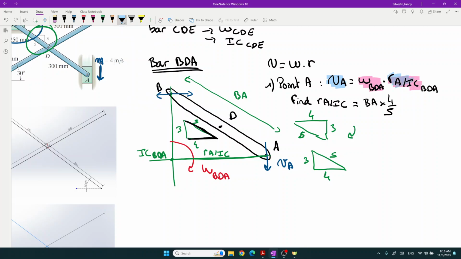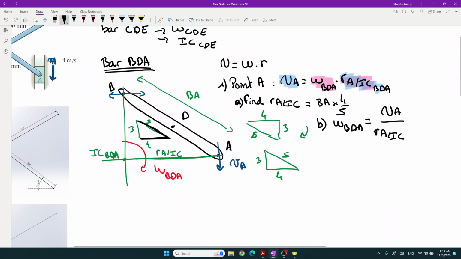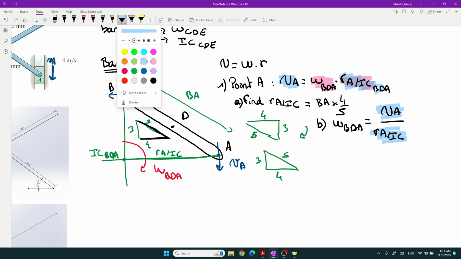Oops, now this one is blue. So now we can find, so that will look the steps A, steps B. Now we can find omega BDA, that is equal to VA divided by RAIC. And again, that's the IC of just BDA. So now we know VA is provided. We found RAIC with the geometry, and we will be able to find omega BDA. And we love that because omega BDA is the same for all the points on the bar BDA. So very convenient.